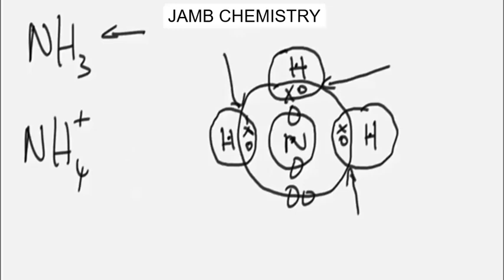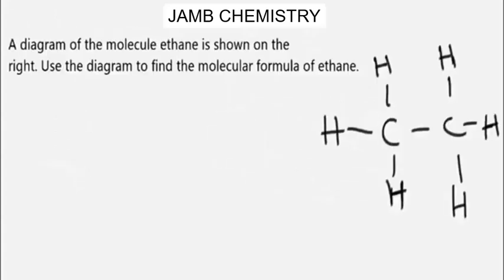Before we call this a class, let's look at how we can use a diagram to find the molecular formula of a covalent compound. So let's wipe this. Okay guys, now let's look at this question. Remember, we're looking at how to use a diagram to find the molecular formula of covalent compounds. This question says a diagram of the molecule ethane is shown on the right. Use the diagram to find the molecular formula of ethane.